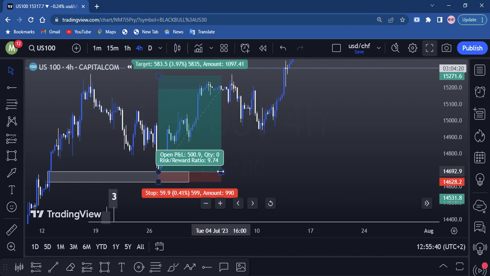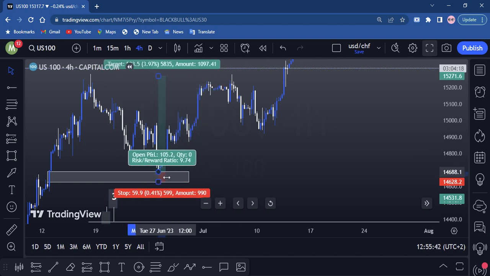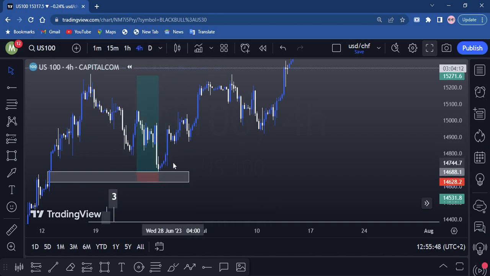As you can see, let me just move that to the side. We can say this is candle one, candle two, and candle three. We have an imbalance here between that candle and that candle, right?